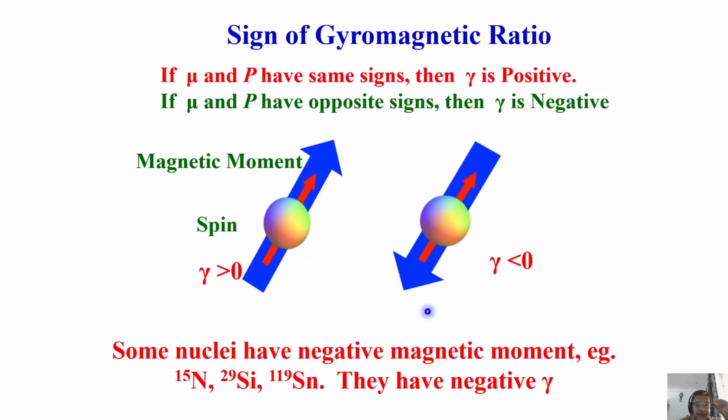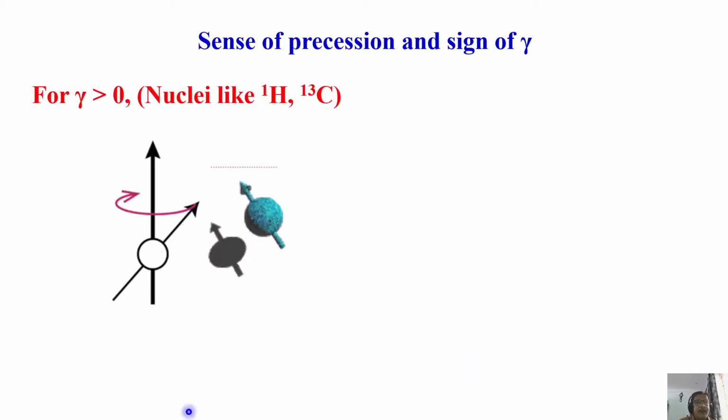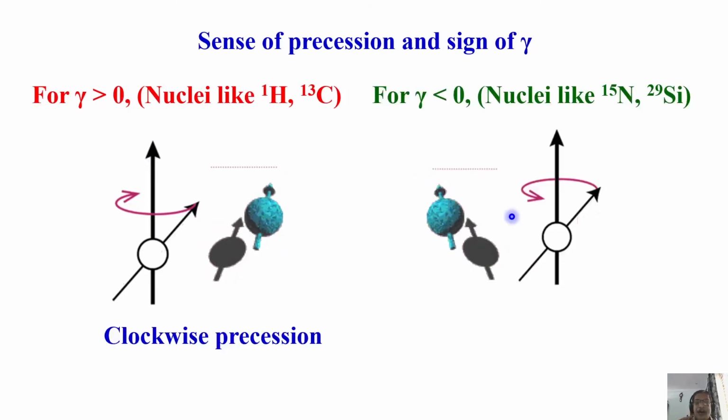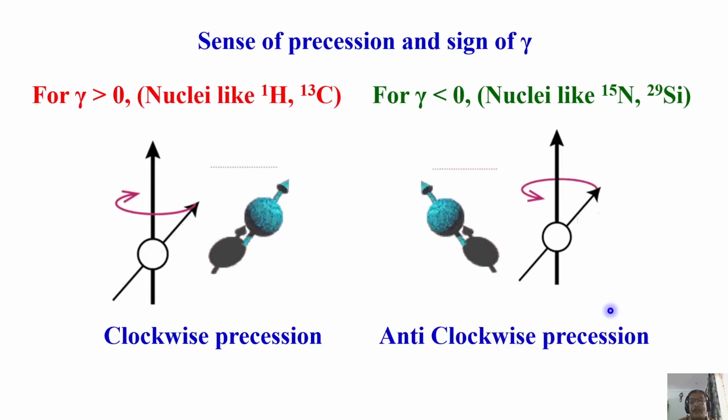Okay, so there are many examples of nuclei like nitrogen 15, silicon 29, tin 119. All these nuclei have negative gyromagnetic ratio. The reason is, depending upon the sign of gamma, the sense of precession, the normal precession of the spins in the magnetic field, is different. Look at this. For gamma greater than 0, the spins are rotating like this. It is shown as clockwise rotation. Whereas for gamma less than 0, you see it is rotating anti-clockwise. So it is rotating in the opposite direction.